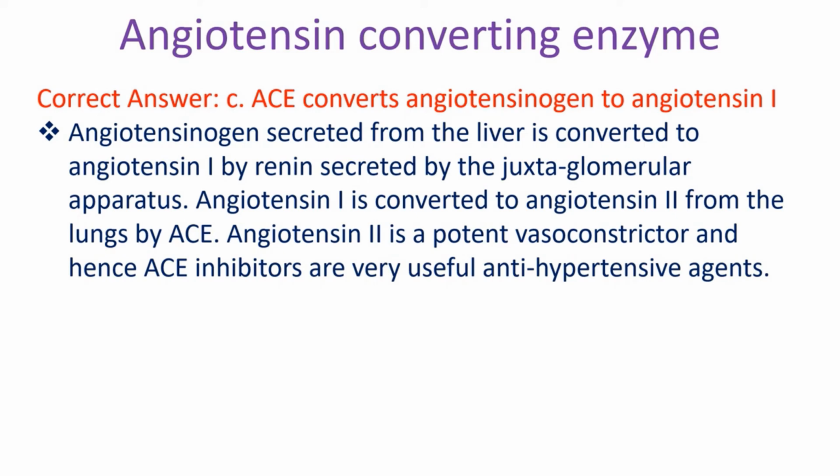Angiotensinogen secreted from the liver is converted to angiotensin 1 by renin secreted by the juxtaglomerular apparatus. Angiotensin 1 is converted to angiotensin 2 in the lungs by ACE. Angiotensin 2 is a potent vasoconstrictor, and hence ACE inhibitors are very useful antihypertensive agents.